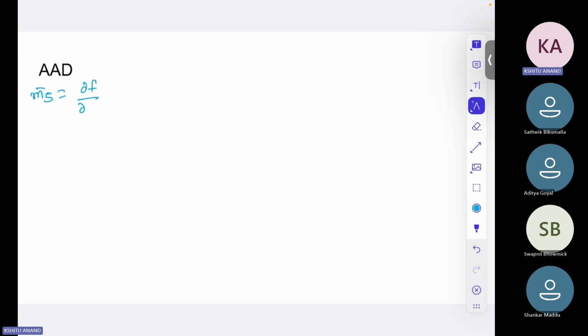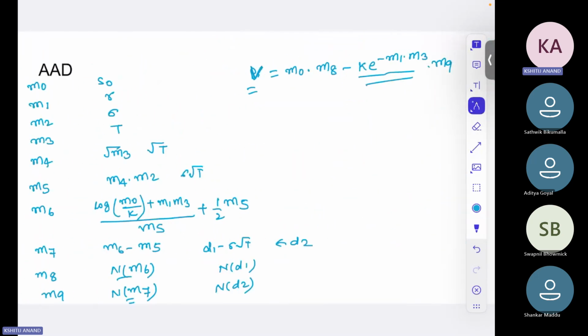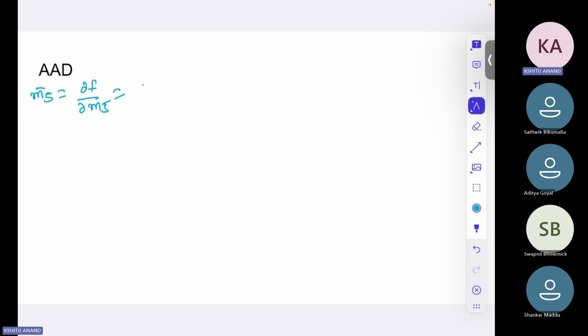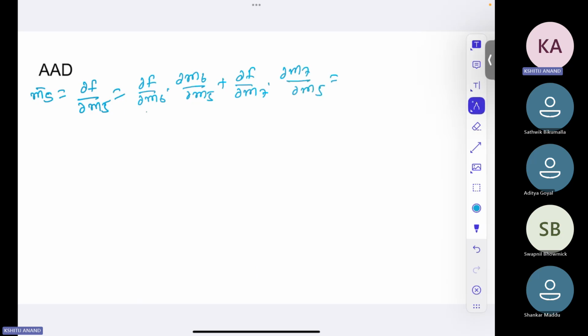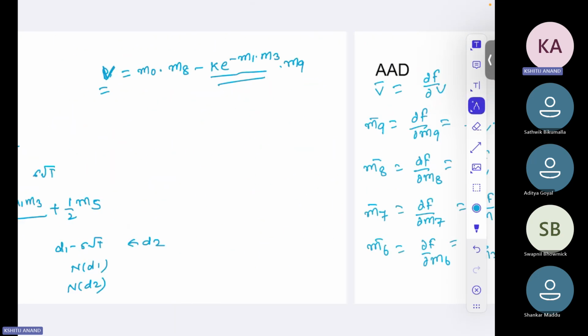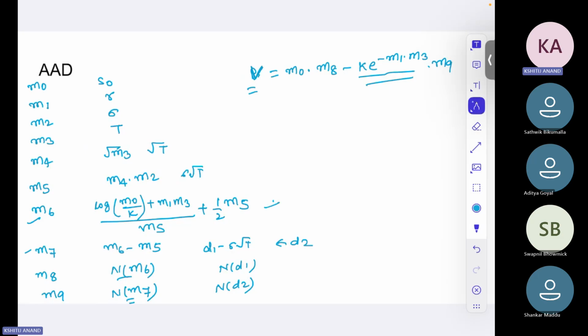it will be dF divided by d of M5. Let us check where M5 is an input. M5 is an input in M6 and M7, right? Anywhere else? No. M6 and M7. It will be dF by dM6 into dM6 by dM5 plus dF by dM7 into dM7 by dM5. dF by dM6 is M6 bar again as usual, into what is dM6 by dM5, from here.